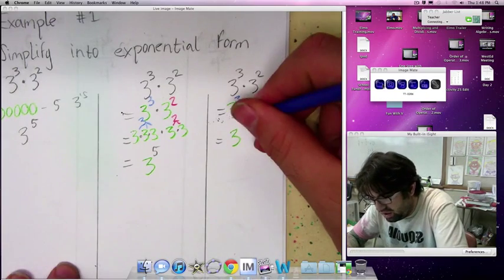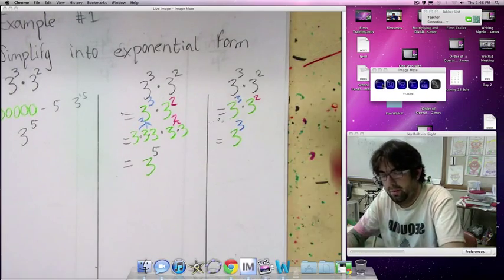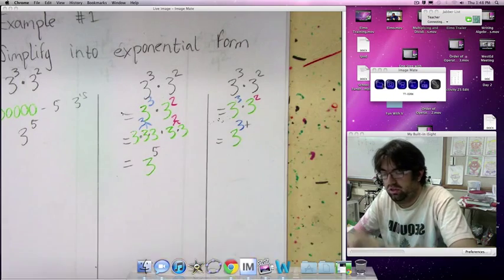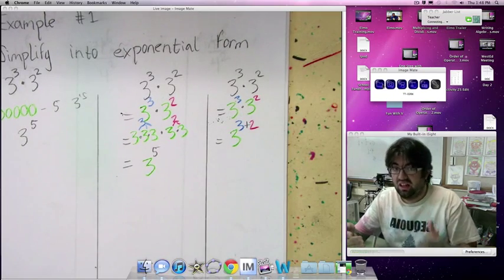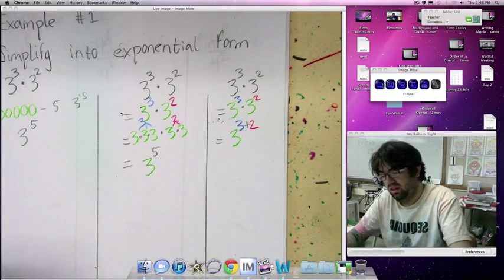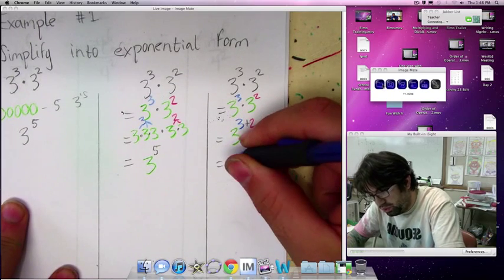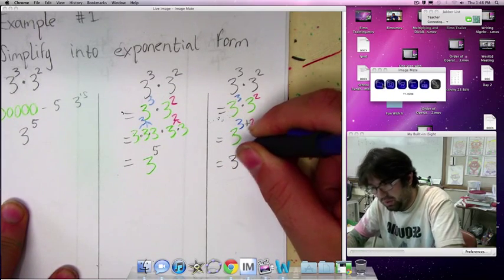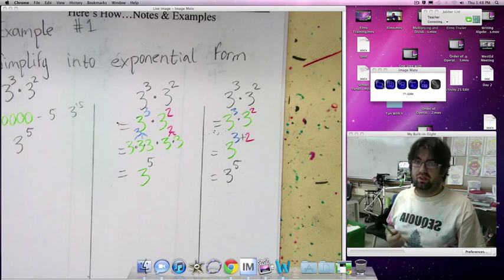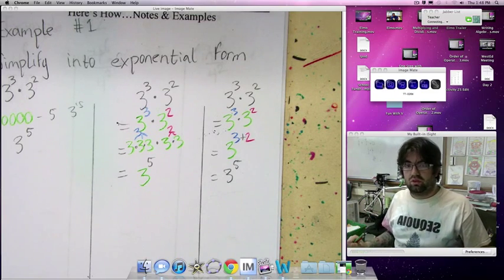I don't want to see 5 all of a sudden. I want to see 3 plus 2. I want to see that first. Is equal to 3 to the 5th power. Done. That's it for this rule.